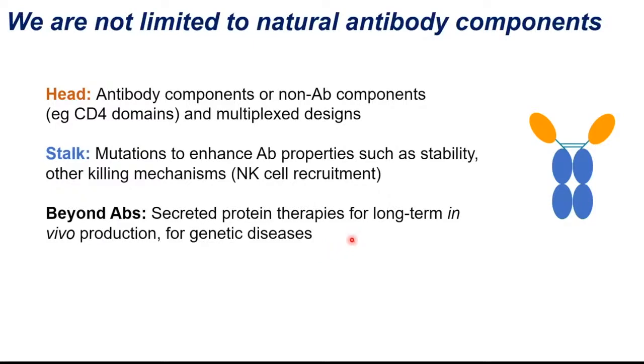Beyond antibodies, and indeed beyond HIV, we can think about using this system to express things that aren't antibodies, things that are proteins that could be missing in certain genetic diseases. Think about the clotting factors, for example, in hemophilia. And we can use the power of the B cells for long-term in vivo production.